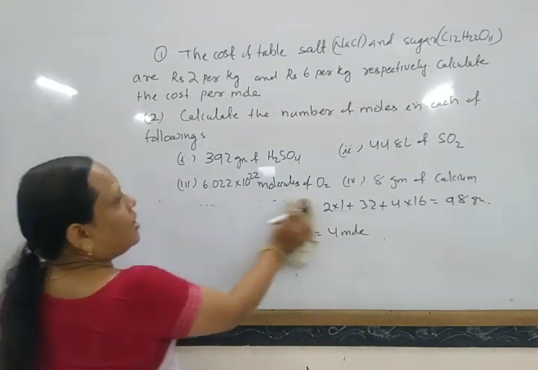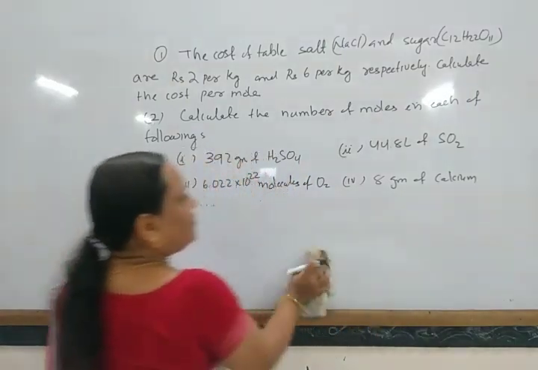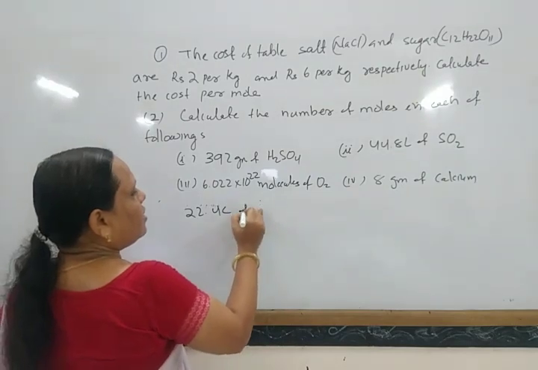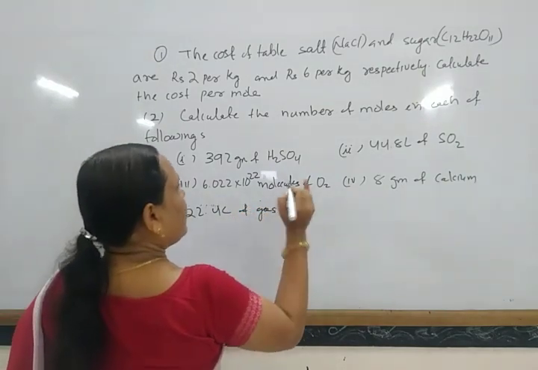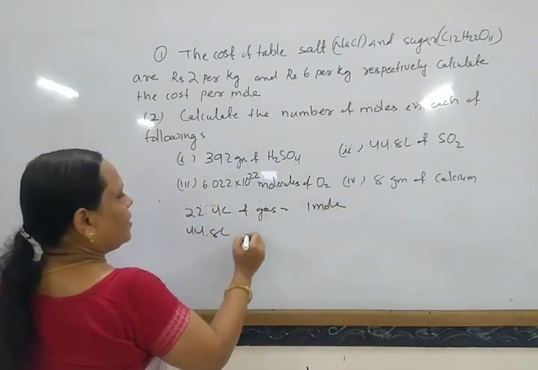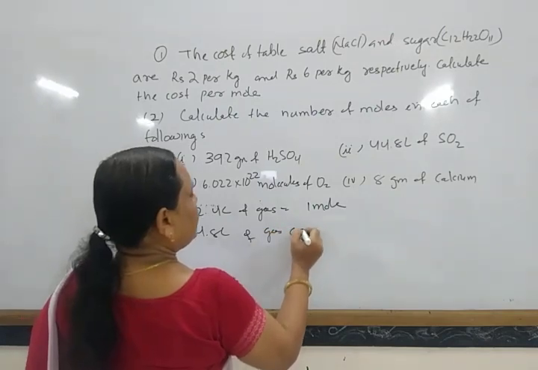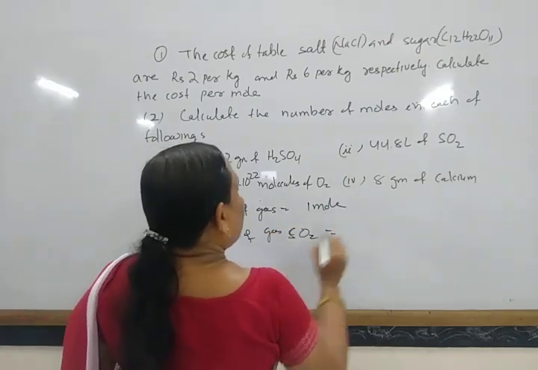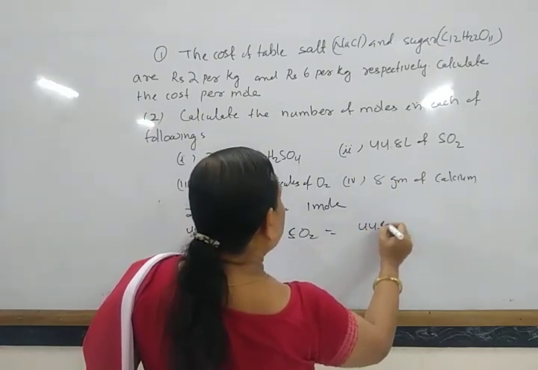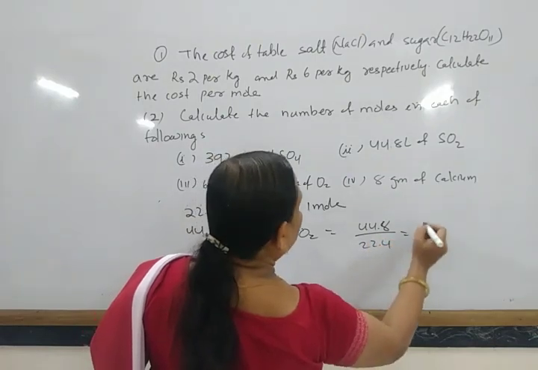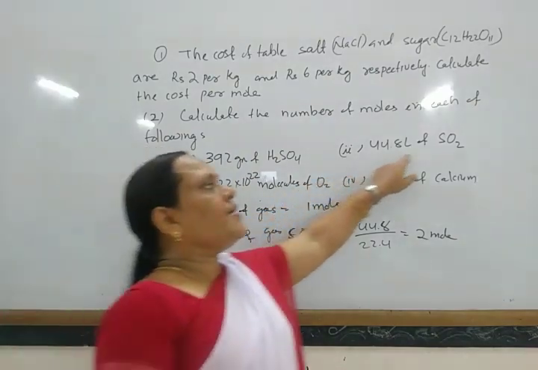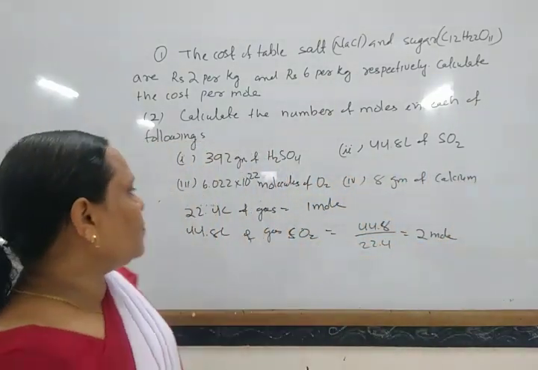Next, 44.8 liter of sulfur dioxide. Again we know 22.4 liter of gas equals 1 mole. Then 44.8 liter of sulfur dioxide is given volume 44.8 by 22.4, that is equal to 2 mole. So 44.8 liter of sulfur dioxide equals 2 mole.